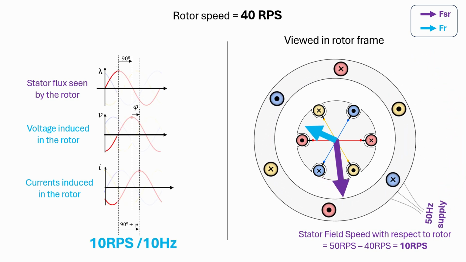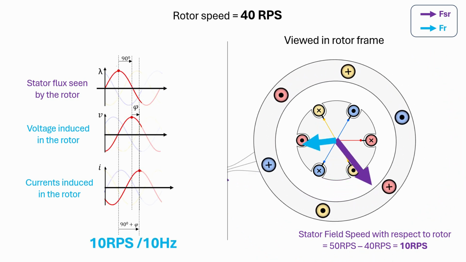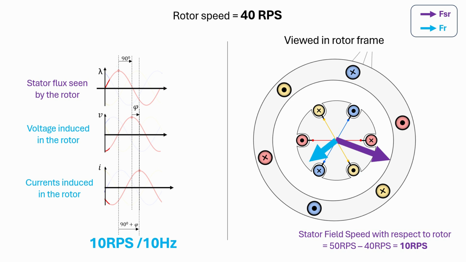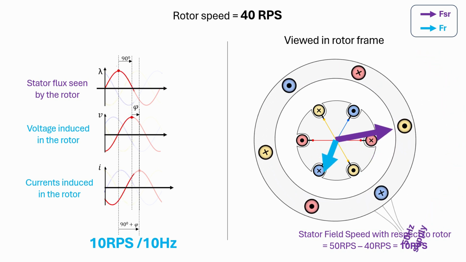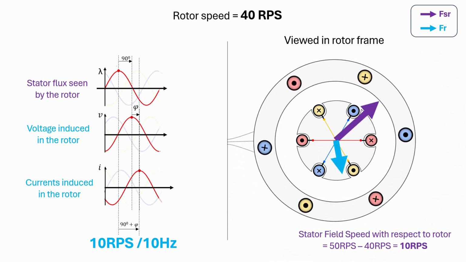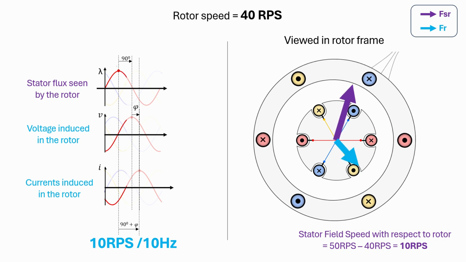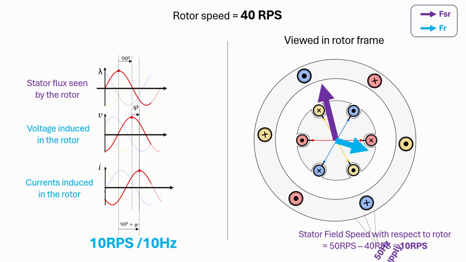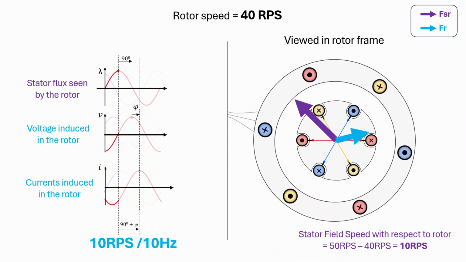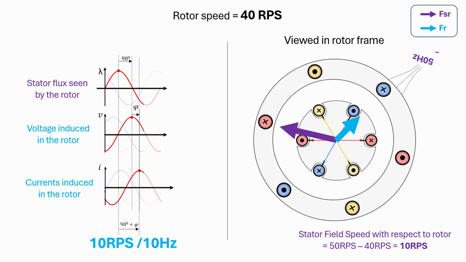So the flux variation seen by the rotor coils is only 10 rotations per second. Thus, the voltages and currents induced due to these flux variations are also varying at 10 RPS. Consequently, the rotor magnetic field, Fr, will also rotate at 10 RPS with respect to the rotor.